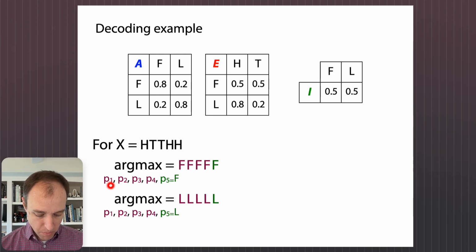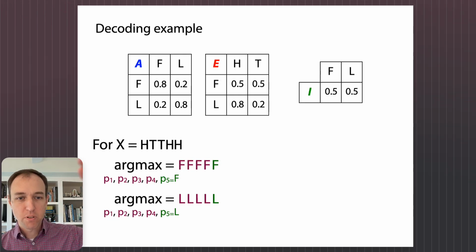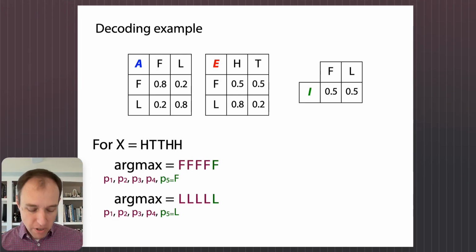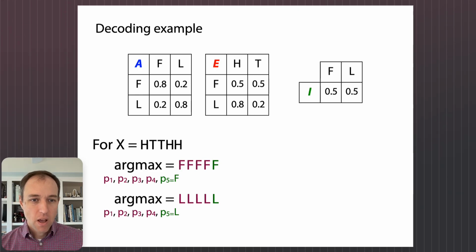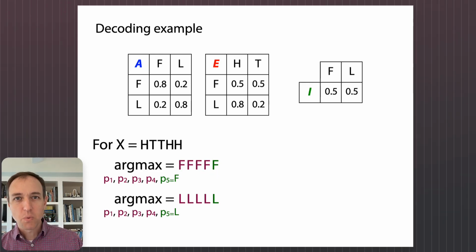This is all possible paths. P1 is free, P2 is free, P3 is free, P4 is free. Those are all free to be either fair or loaded. But we are insisting that P5 be fair. So we're just computing all possible paths, except we're requiring that the fifth state in the path be fair. Well, of all those, the one that maximizes the probability is this one, FFFFF. That happens to also be the one that maximizes the overall probability, as we saw before.